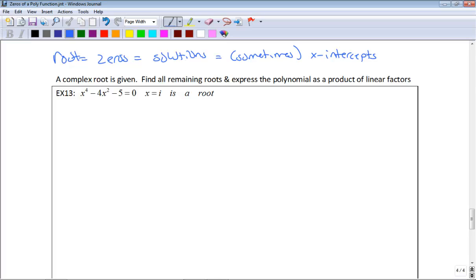So a complex root is given. So a solution is given. x equals i is a root. Find all the remaining roots and express the polynomial as a product of linear factors.